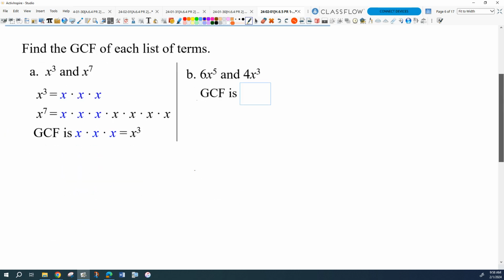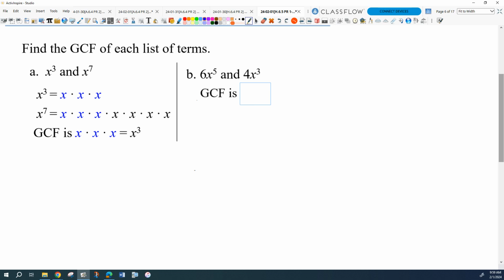Let's look at an example. Like, how about this guy? This one has no coefficients, so that part's taken off the table. But what about the variables? Well, we just talked about this. If we write out x cubed, it's just a string of 3 x's multiplied together. If I write out x to the 7th, it's a string of 7 x's multiplied together. So the GCF would just be the common factors, which would be 3 of those from each string, right? So it's going to be an x cubed.